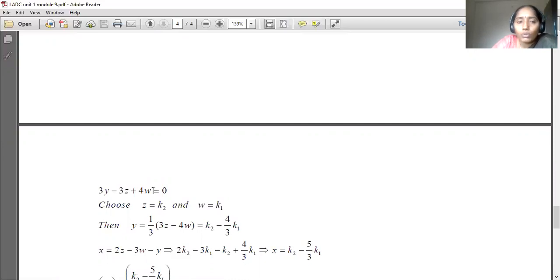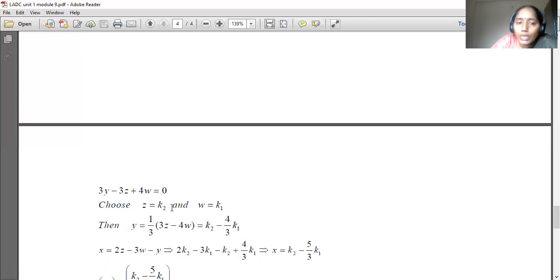For the backward substitution, we write y in terms of z and w. We don't know the values of z and w, so we assign arbitrary values in their place. Many students have a doubt about which variables we assign arbitrary constants to. Just by backward substitution, we assign arbitrary values here. Let w is equal to k1 and z is equal to k2. Substitute those. These are the arbitrary values.